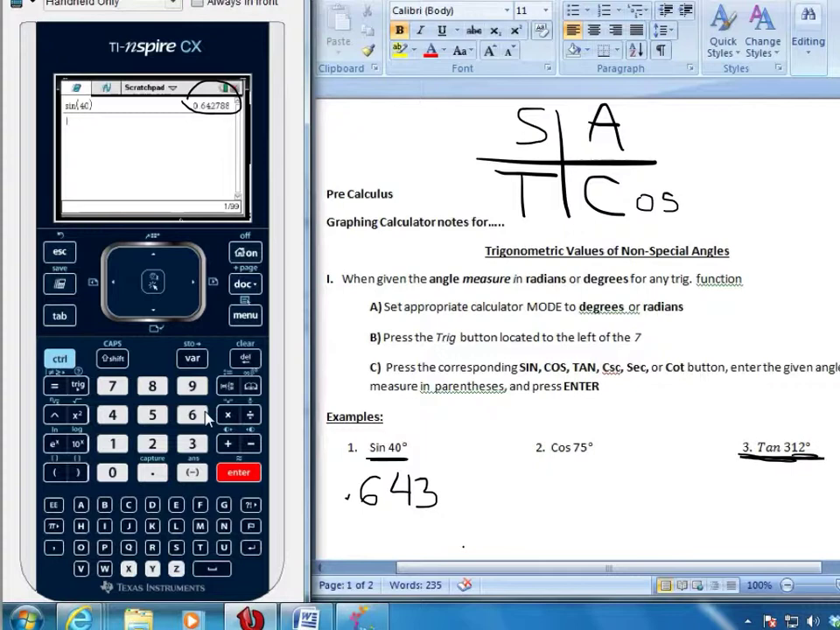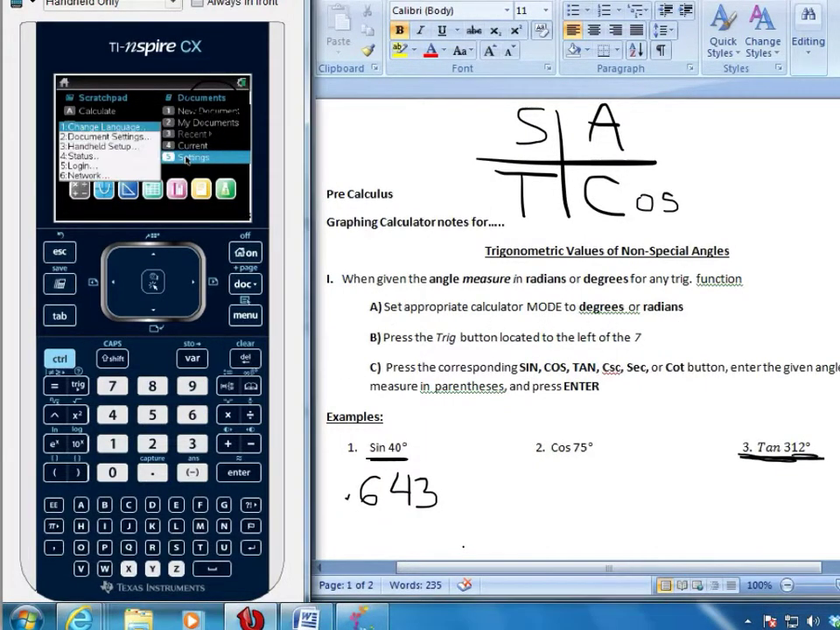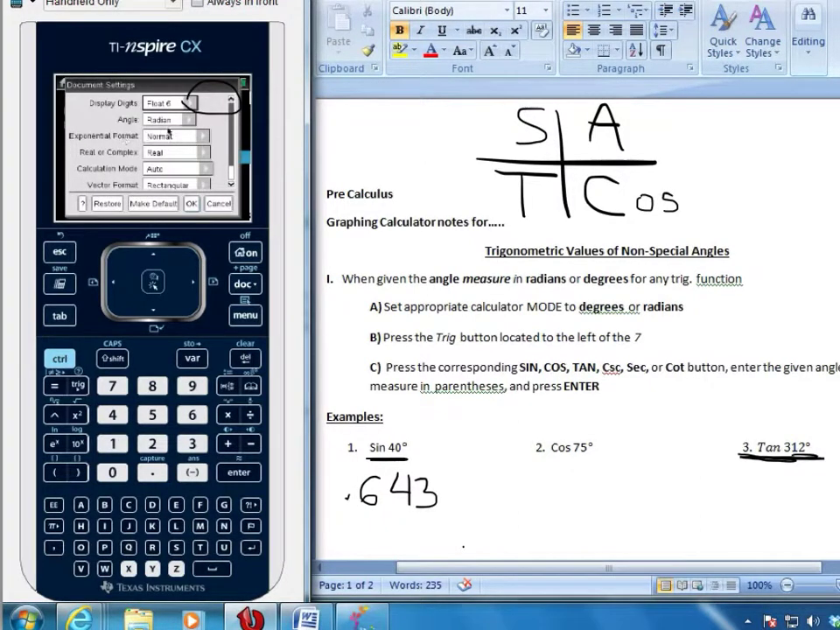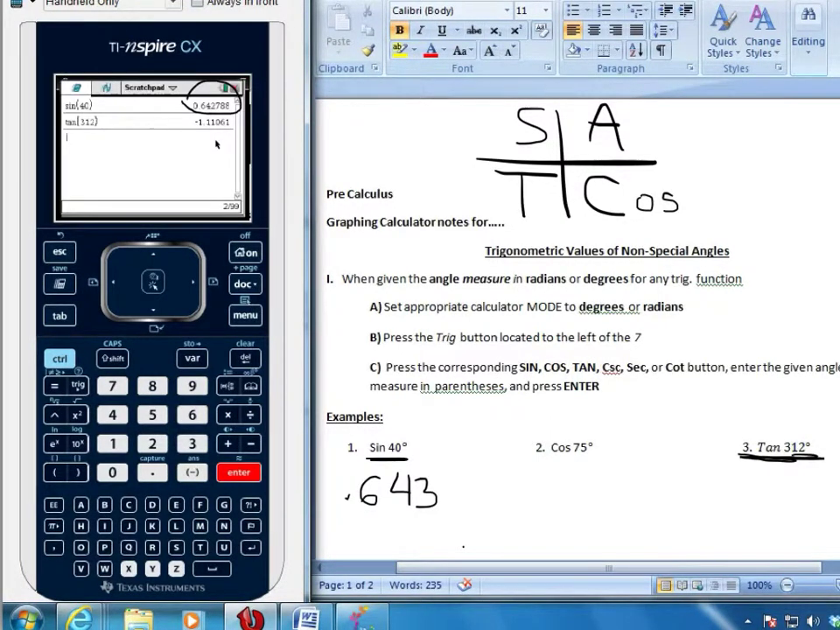Let's put it in the calculator right now. I'm going to do the same thing. I'm going to hit trig, now I move over to tangent, hit enter. I'm going to put in 312 because I'm already in degree mode. Hit enter. And there it is, you get a negative. So that's the answer right there, negative 1.1. If I round this to the nearest thousandth, it's negative 1.111. And it was negative because it's in the fourth quadrant.